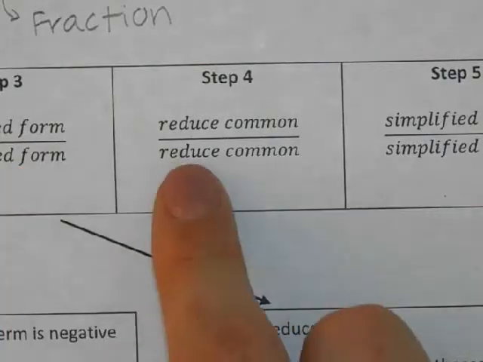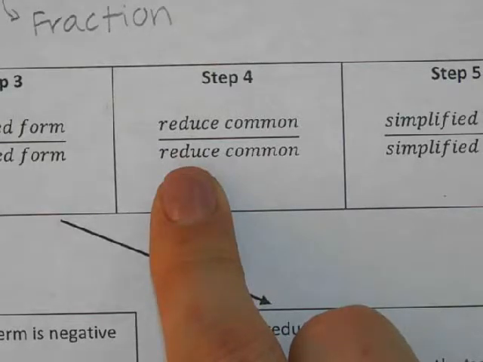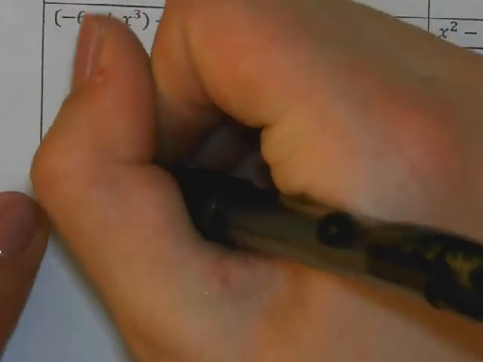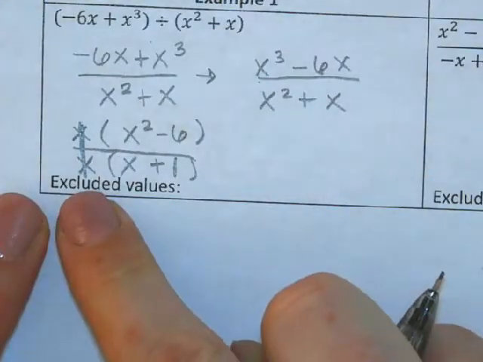Now we reduce things that are in common. So if you think about it, if you had 5 divided by 5, what would you say that equals? 1. If you had x divided by x, what would you say that equals? 1. If you have x plus 2 divided by x plus 2, what would you say that equals? 1. So anytime you have something divided by itself, you can say that it reduces to be a 1, and once it's a 1, you can kind of ignore it. So when we look at our problem, we have an x divided by x, so I'm going to cross those off. Those make a 1.